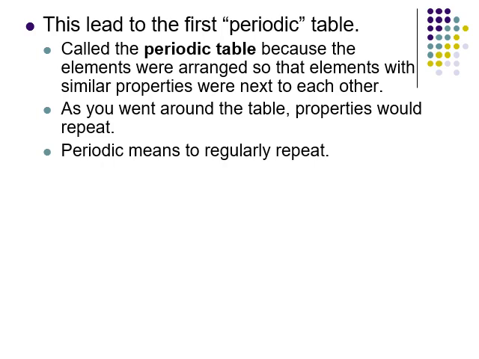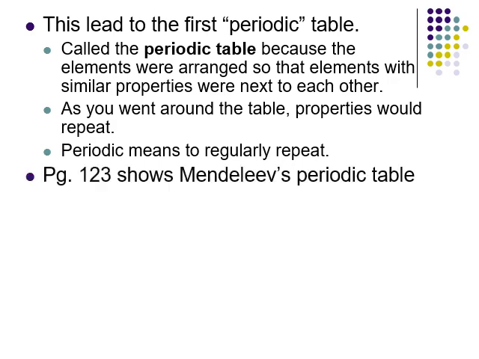This led to the creation of the first periodic table. It's called the periodic table because periodic means to regularly repeat. And it was repeating so that elements with similar properties were next to each other. This was powerful because you no longer had to memorize the properties of every element. If you knew the properties of one element and you saw elements next to it, you'd go, oh, they're similar. They have similar properties. This became a very powerful tool. In your textbook is a picture of Mendeleev's periodic table. I also have an illustration of this on the next slide.